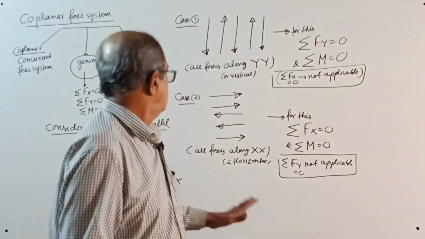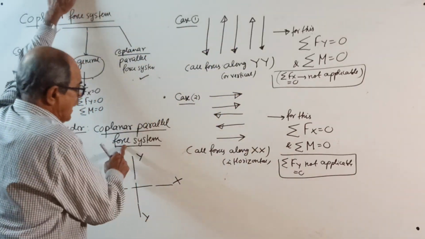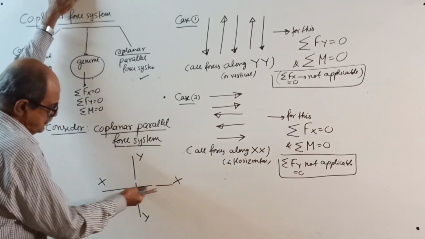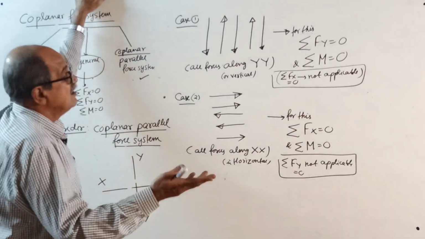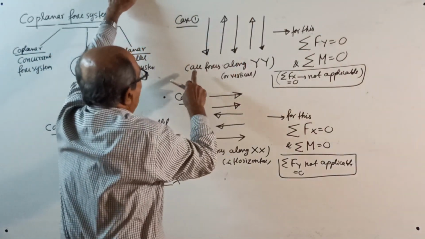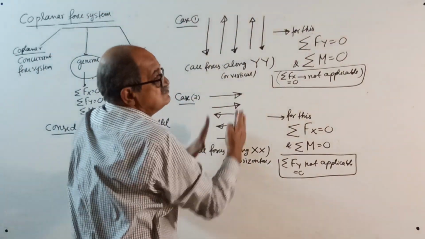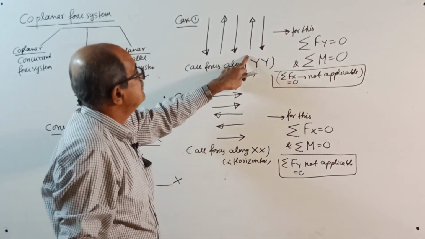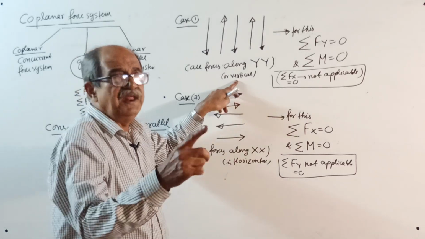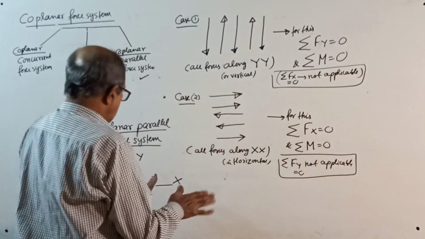Now, consider coplanar parallel force system. See, x, x, y, y. Once again, remember, this is horizontal, this is vertical. Let us take case 1, this way. All forces along y, y. This is case 1. Or you can say all forces are in the vertical direction. See, up and down not required for us.